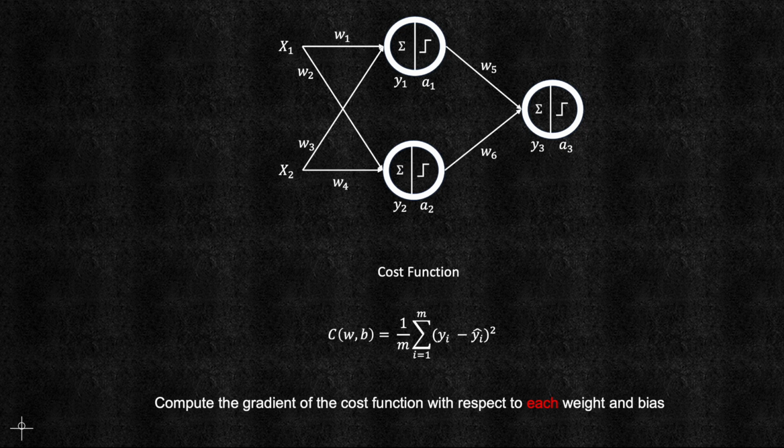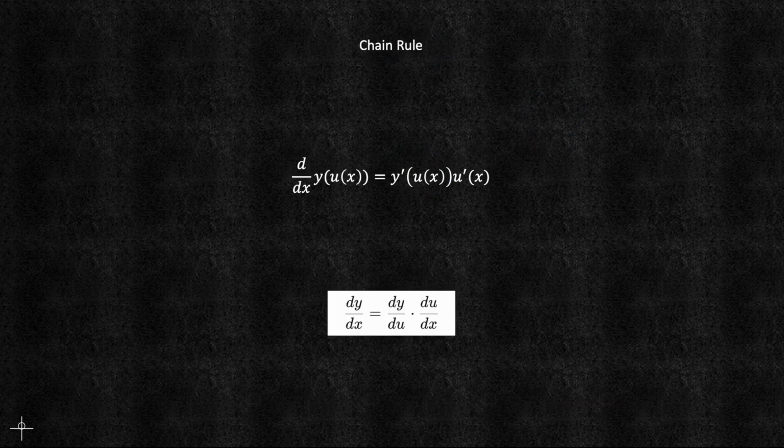Before diving into backpropagation, we need to understand the basic calculus first, the chain rule. It allows us to compute the derivative of a composite function. The neural network essentially is composed of many functions together. In order to calculate the gradient of the cost function with respect to each weight and bias, we need to apply the partial derivative of the cost function with respect to each of them.